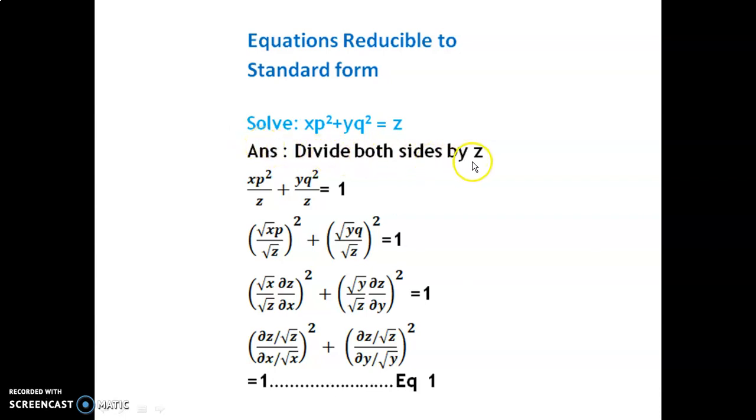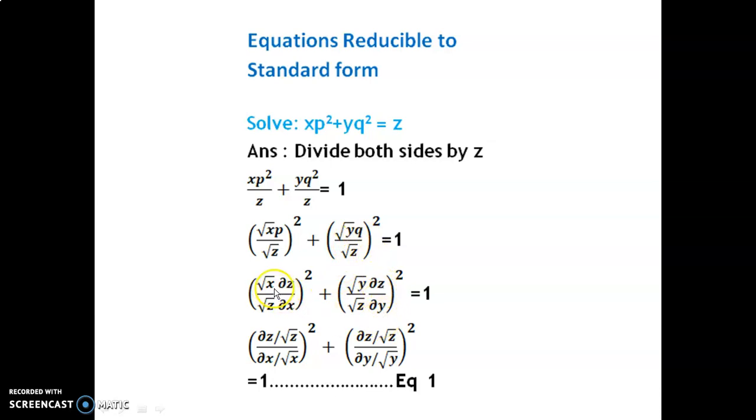Divide both sides by z. Thus we get x p square upon z plus y q square upon z, separating z in the denominator, equal to 1. So this x by z can be written as (root x by root z) whole square. Similarly, y upon z can be written as (root y by root z) whole square, equal to 1. Substitute p equal to dou z by dou x and q equal to dou z by dou y.